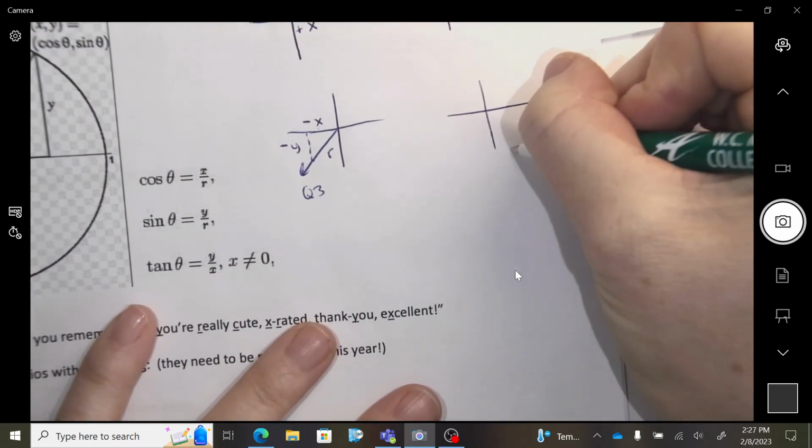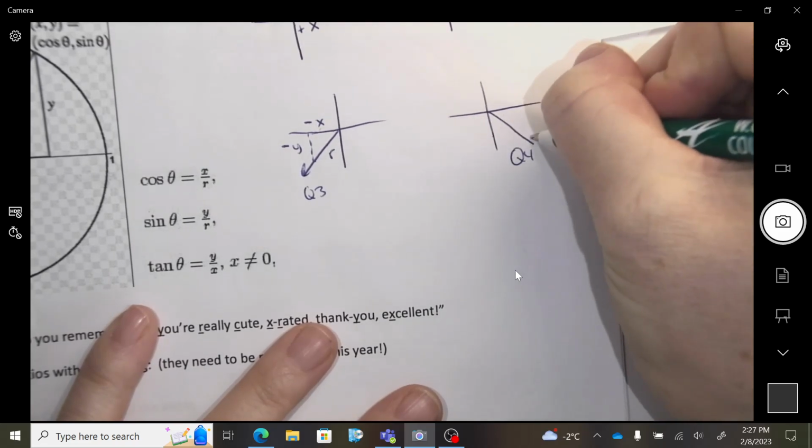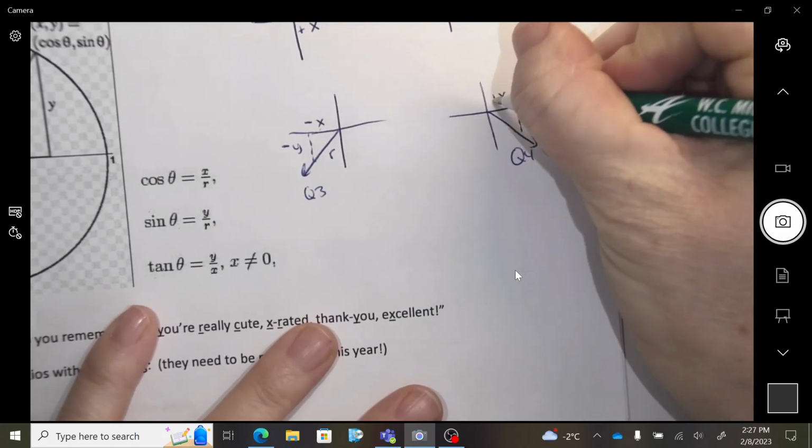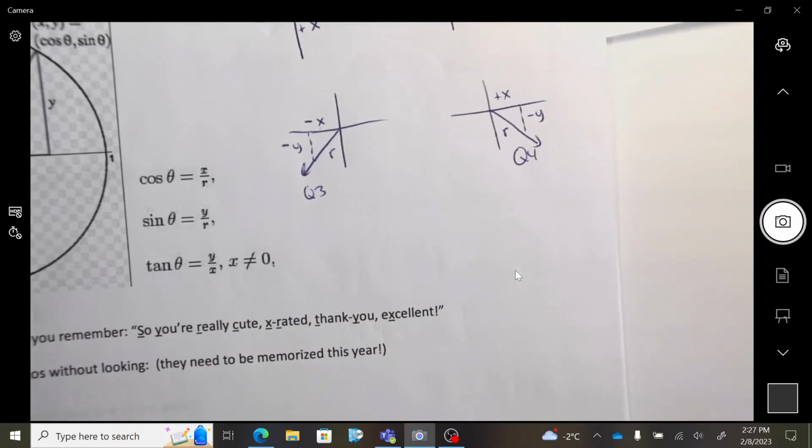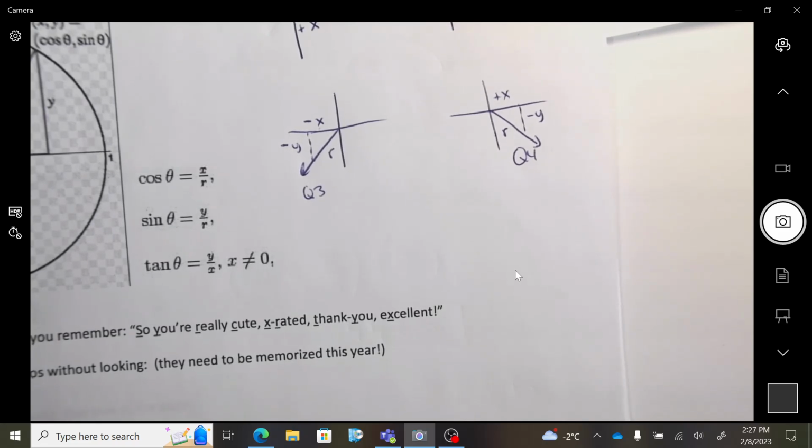And fill out your last quadrant idea here. Okay, so make sure you think about where it is with the x and the y coordinate location.